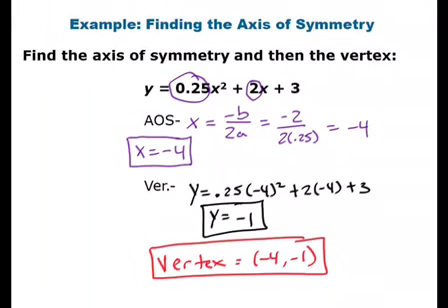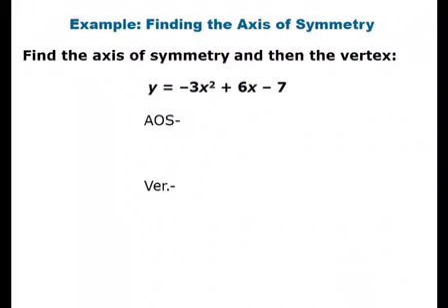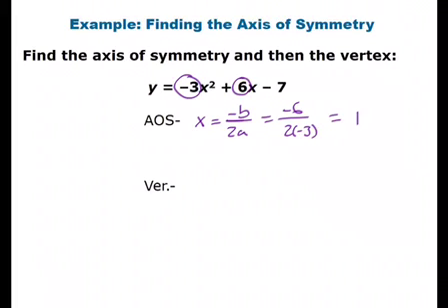All right, let's try one more of this. We've got the equation y equals 3x squared plus 6x minus 7. We'll start by finding our axis of symmetry again. So negative b over 2a. We've got b, we've got a. So we've got negative 6 over 2 times 3. So that's negative 6 over 6, which is negative 1. So your axis of symmetry is x equals negative 1.